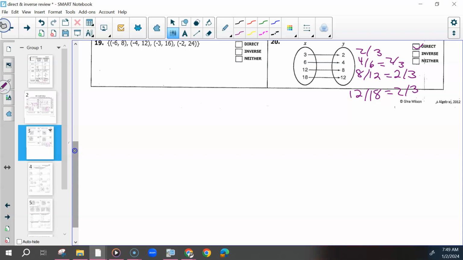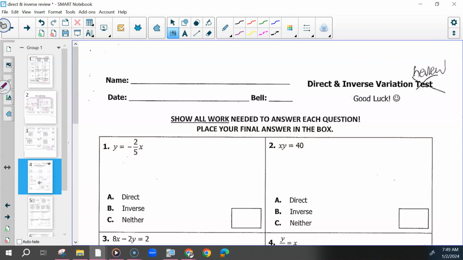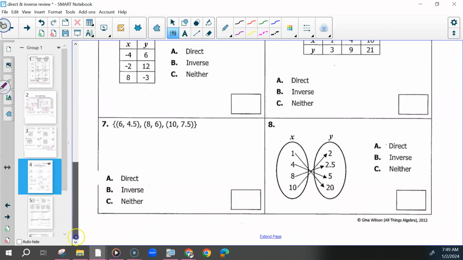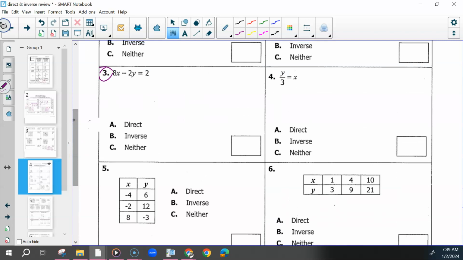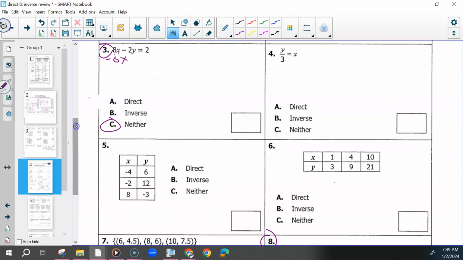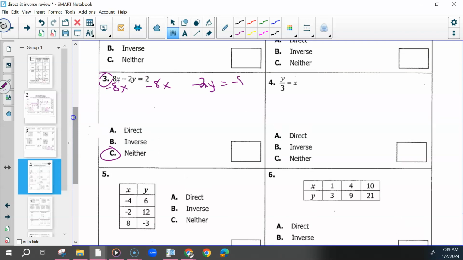Any questions on 1 through 8? We do number 8. Sure. You thought of which one were you going to say? Number 3. Right. So for number 3, this is in standard form, so it's going to be linear. Without solving this, which of these is it going to be? Neither. Now you could still solve it. Subtract 8x from both sides. We have negative 2y equals negative 8x plus 2. Divide everything by negative 2. So y equals 4x minus 1. It is linear, but it doesn't go through the origin. The y-intercept is not 0. So that would be neither.